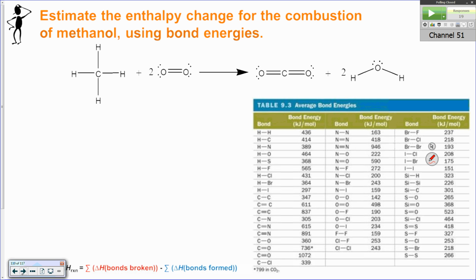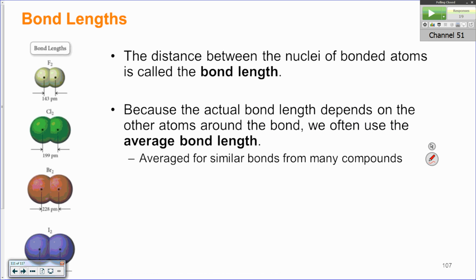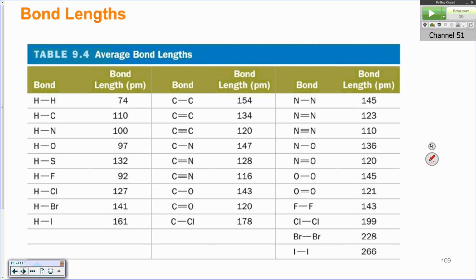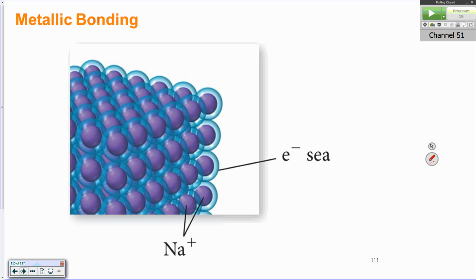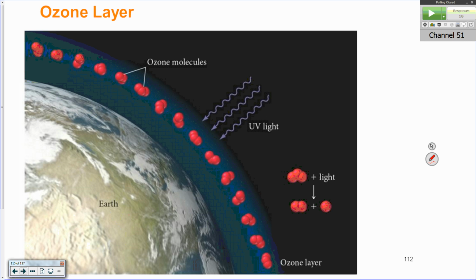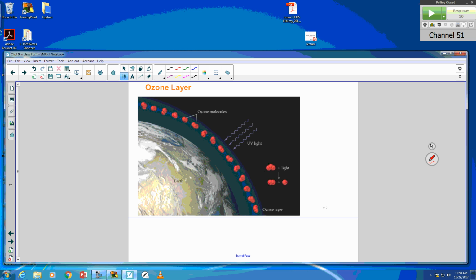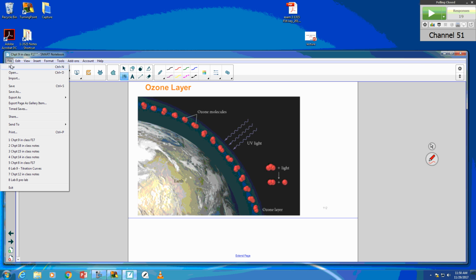I did this example in the notes already, so I'm not going to do that again. And then bond lengths are related to bond energy, and it compares those things out. And the last thing just talked about the metallic bonds. Okay, so we're just going to roll right in to start working some problems out of Chapter 9.